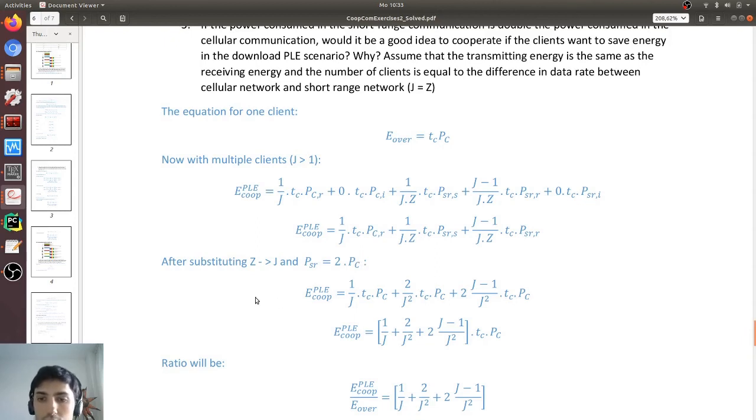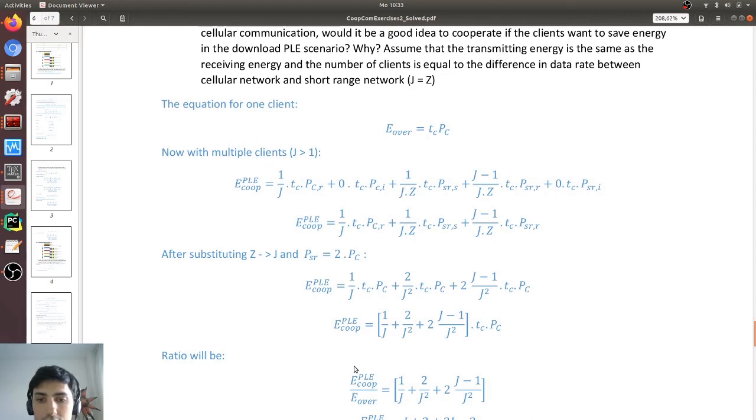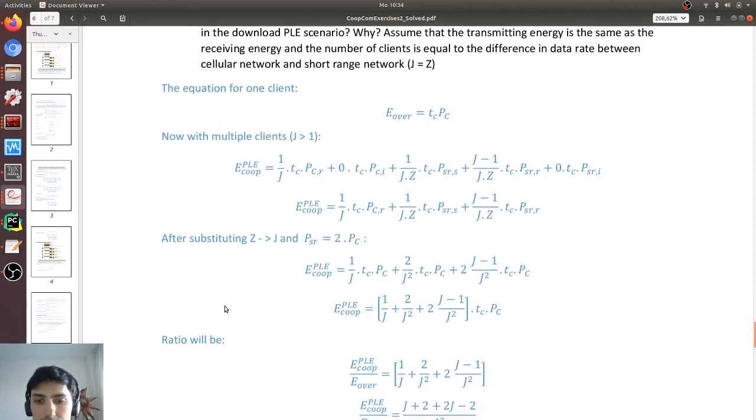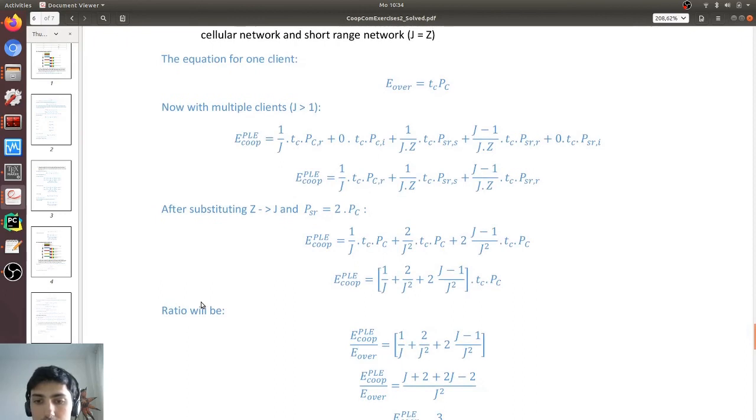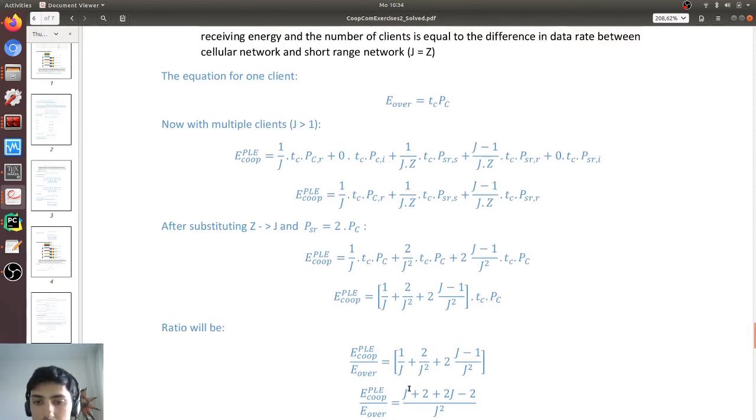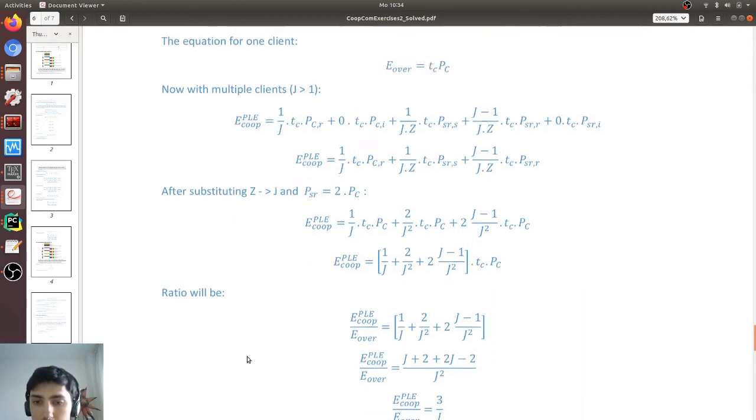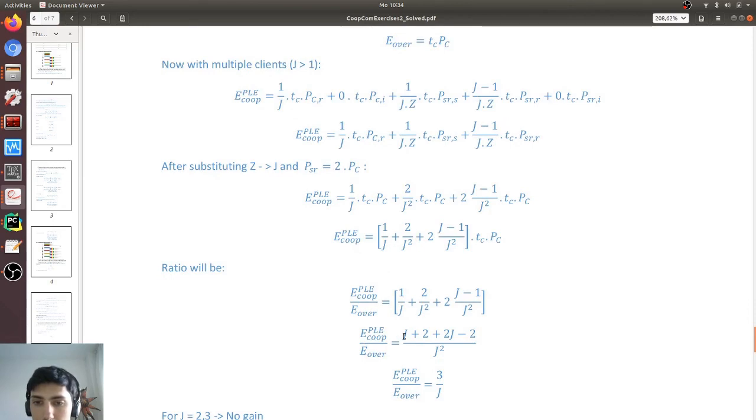Okay. So if we go to the ratio, we get the power in the parallel local exchange for cooperation, divided by the power in the over, so for one single client, and this is the ratio that we get. We can just continue a little bit, expand it, and so on. 2 minus 2, and in the end, this would be J plus J, 3J plus 2 minus 2 is 0, so it will be 3J divided by J squared, which is 3 divided by J.